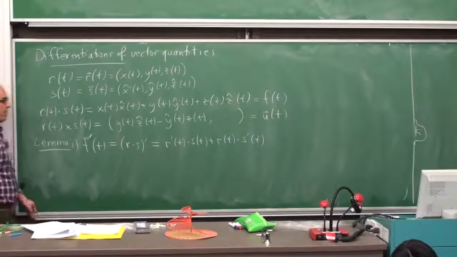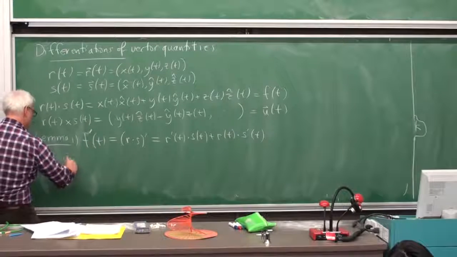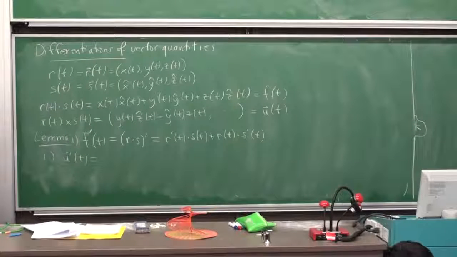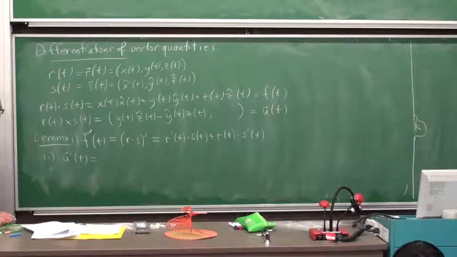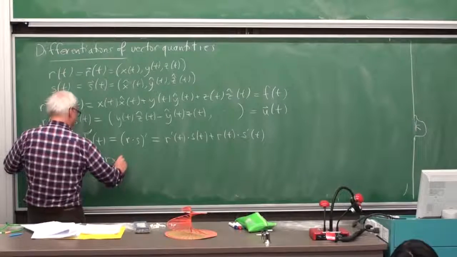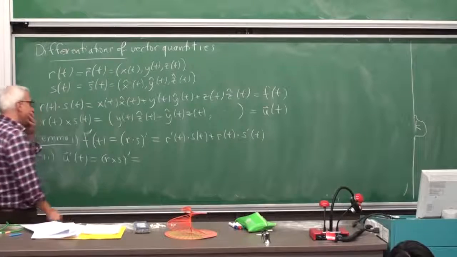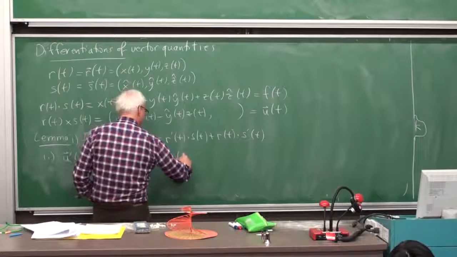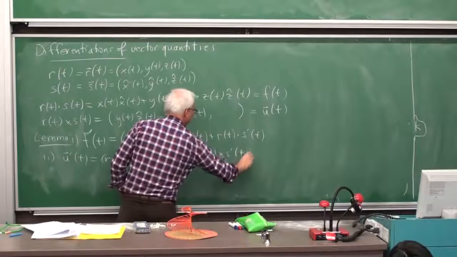That's the first one. And the related formula for the cross product is if we take this vector valued function u and we differentiate it. Now that means differentiating in every component. Okay. Then what we're going to get is, so this is like r cross s prime, that's what we're doing. Then we're going to get r prime of t cross s of t plus r of t cross s prime of t.